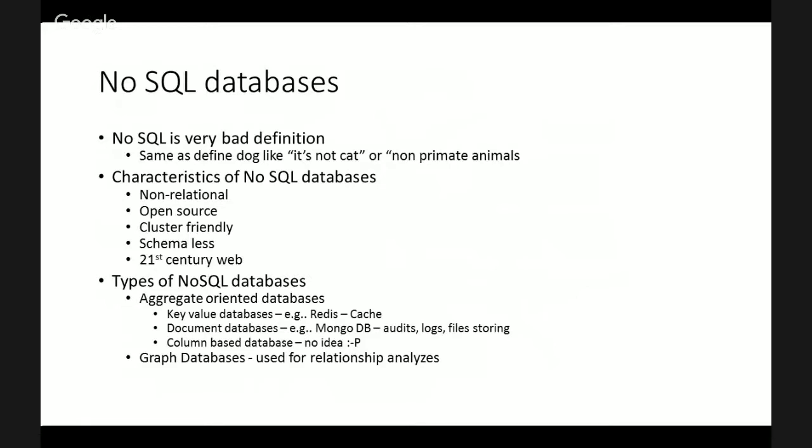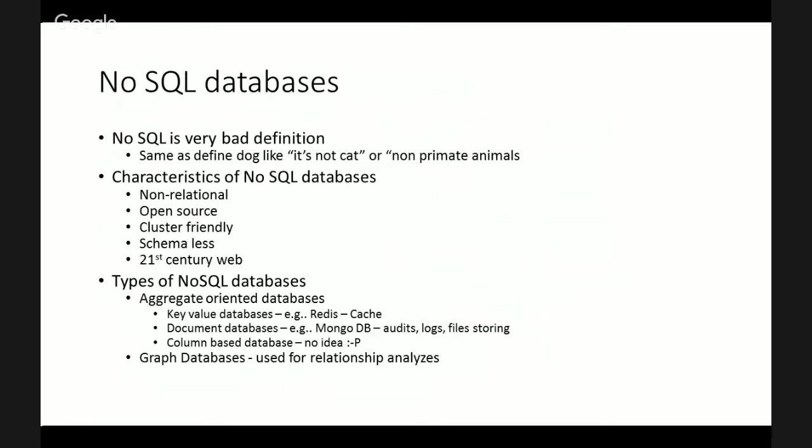NoSQL databases can be split into groups, like aggregate-oriented databases. A nice example is key-value databases or document databases. Between key-value and document databases, there is not so big a difference. Usually key-value databases have some possibility to have more than one key for indexing. And document databases are kind of key-value too, so it's almost one group. Column-based databases, I really didn't understand how they work or what they are for, so don't ask me about them, please.